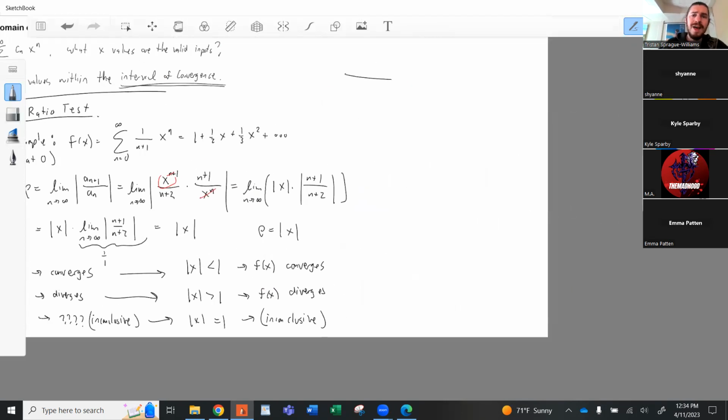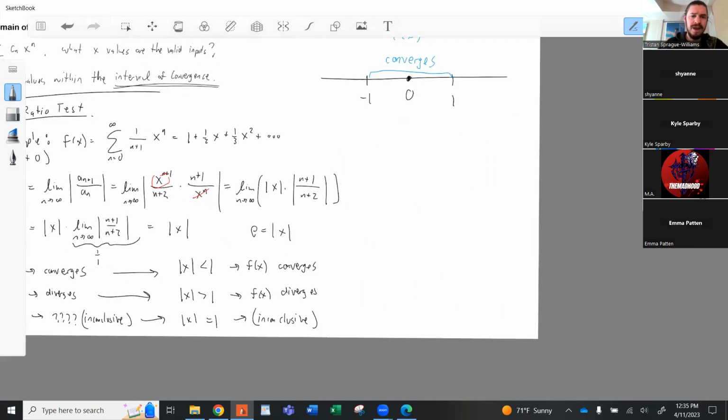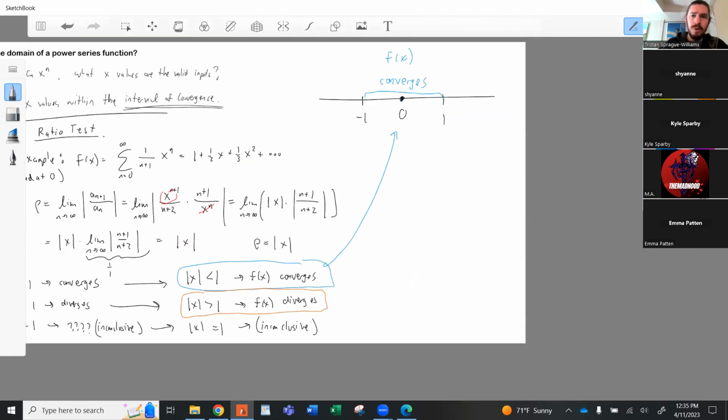So what do we have here? It's convergent at 0. It's convergent as long as x lies between -1 and 1, right? So we have this interval where f of x converges. That's what the ratio test says, right? We have this interval. And anything outside of that interval, when the absolute value of x is greater than 1, is where it diverges, over there and over there.